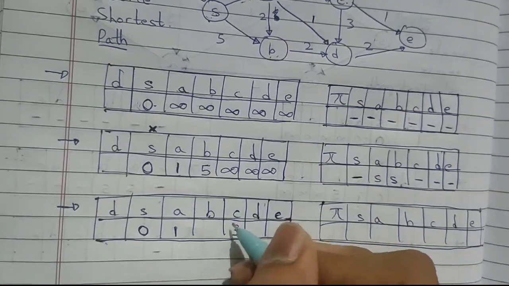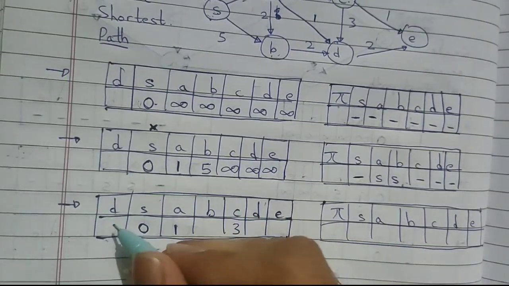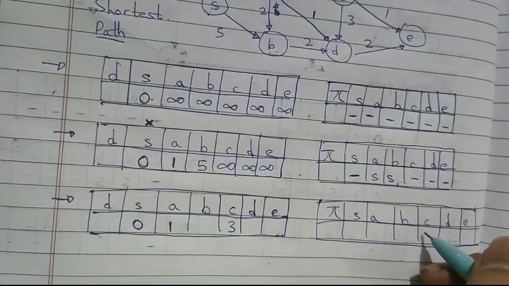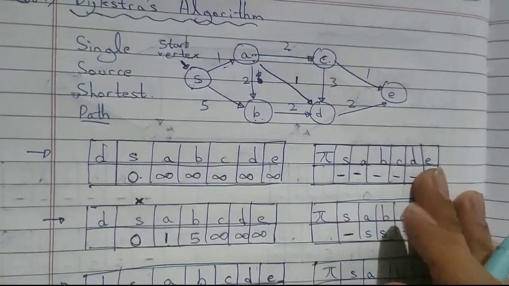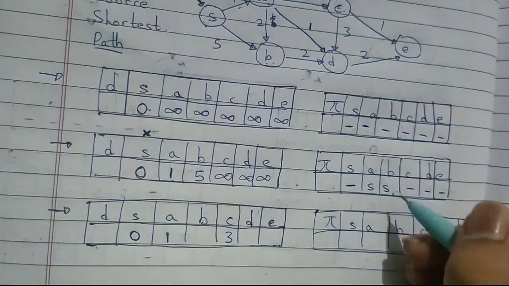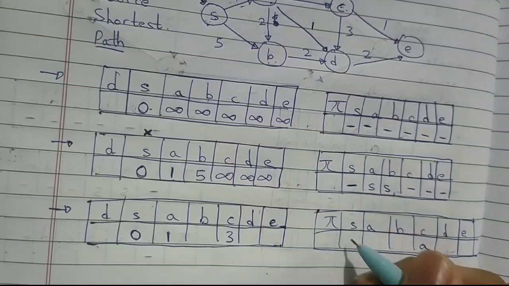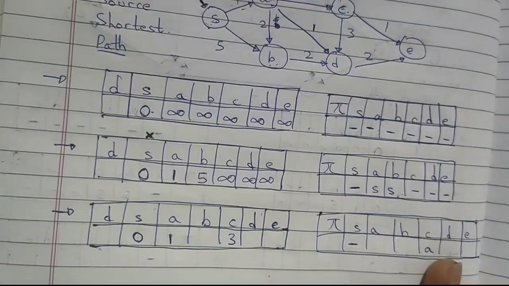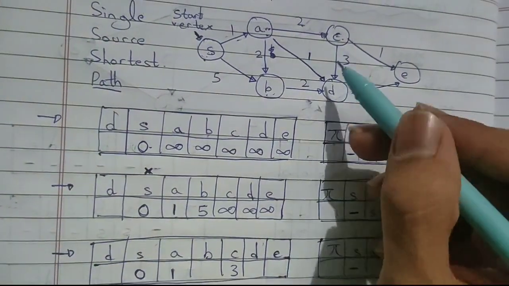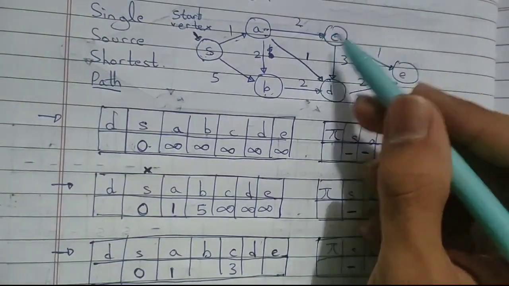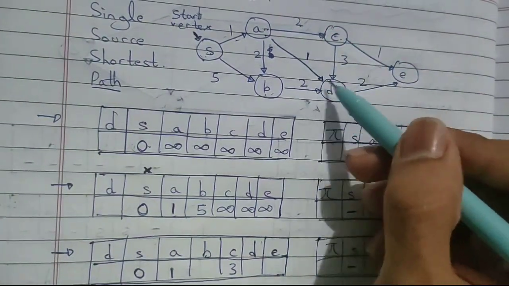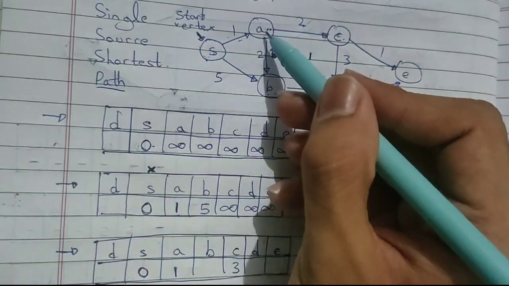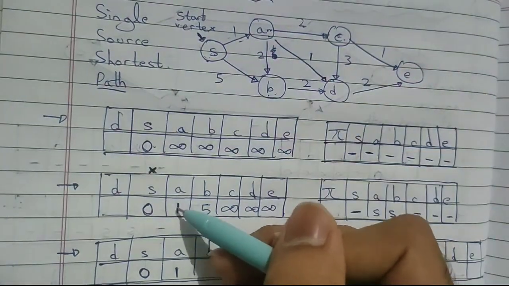Now we check, is 3 less than or equal to infinity? Yes. So we can update the distance of C in the distance table, and at the same time update that the previous node of C is A. You can show that in this table over here. Also, as this is the start vertex, the previous node for it will always be null. Now we finish looking at C.